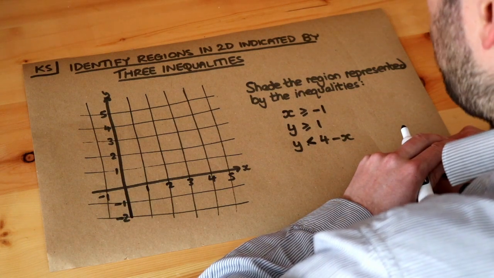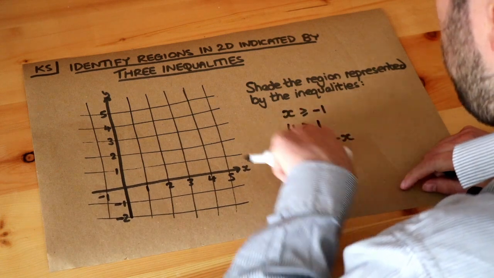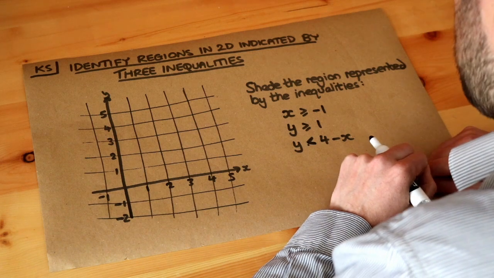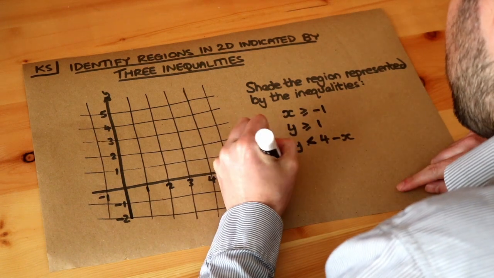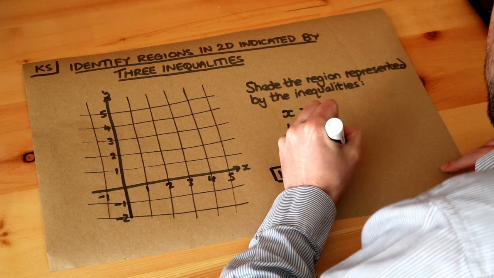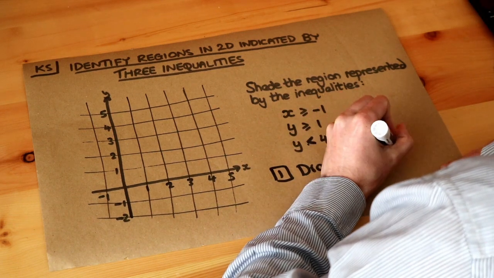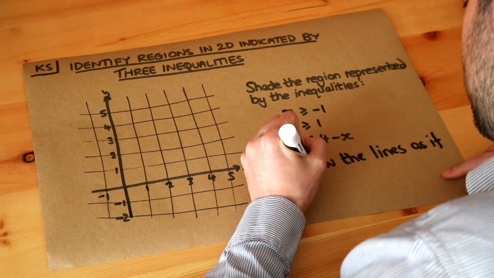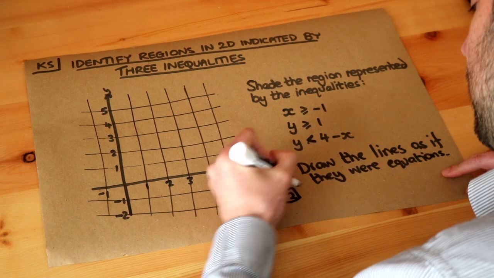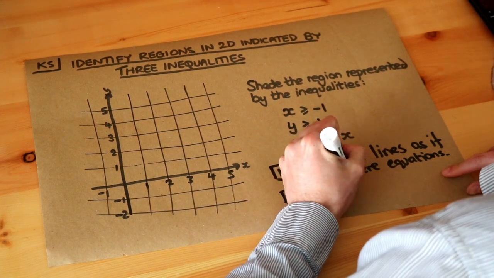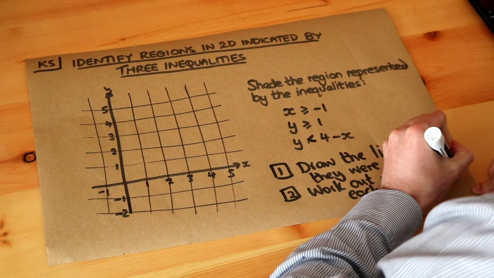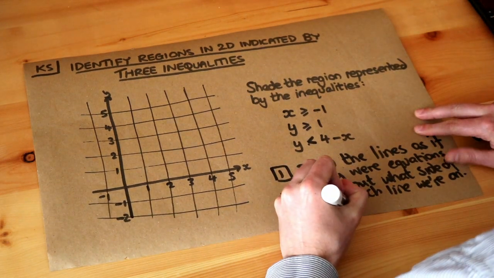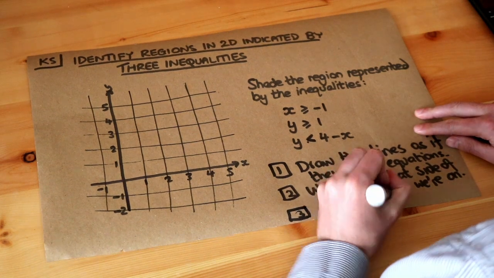Now in the previous video we saw the steps for taking inequalities like this and working out the region on the xy plane, the coordinate grid that we could be in. And these steps were as such. We first draw the lines as if they were equations, so I'll explain what I mean by that in a second. The second step is to work out what side of each line we're on. And the final step is to combine those restrictions together. So let's do the first step.